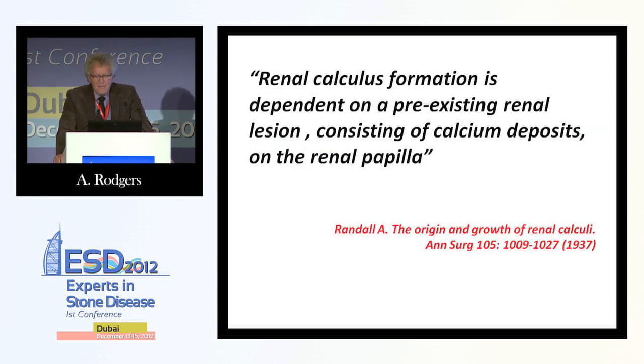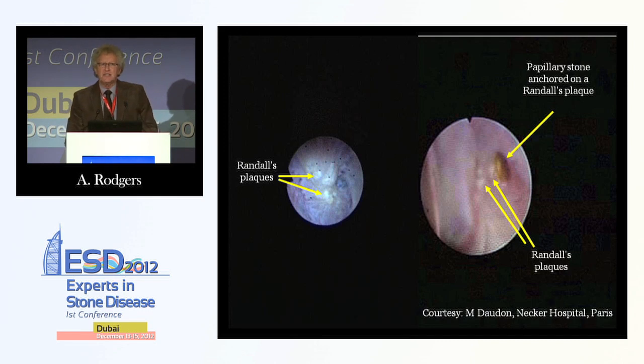And then we go back 70, 80 years to the statement by Randall that calculus formation is dependent on a pre-existing renal lesion consisting of calcium deposits, the so-called Randall's plaque, which is getting a lot of attention by some highly respected groups throughout the world.